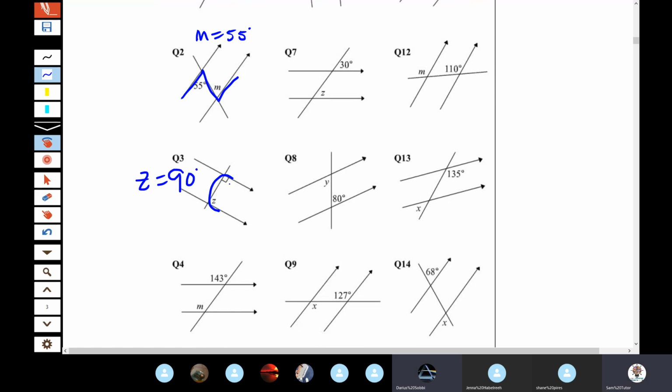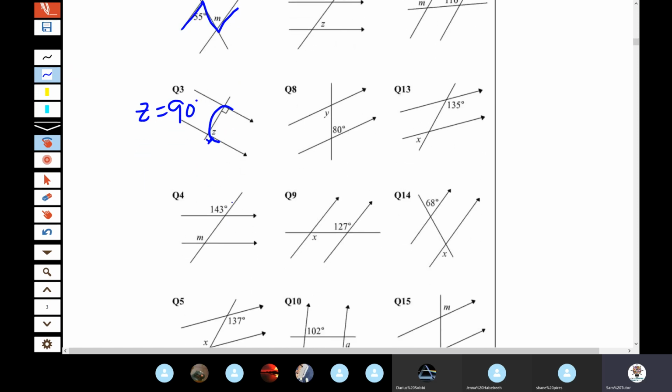90, because that's a co-interior, if you want to think of it like that. If you don't want to think of it like that, then you would have done corresponding, that's 90, and then of course 90 and 90 is 180. So good. Question 4.